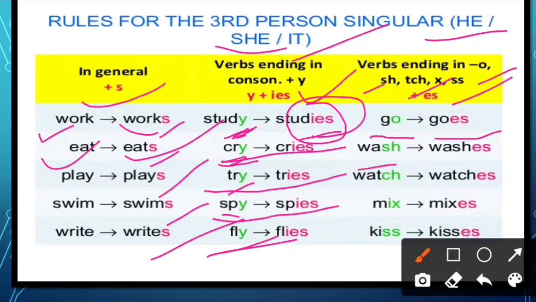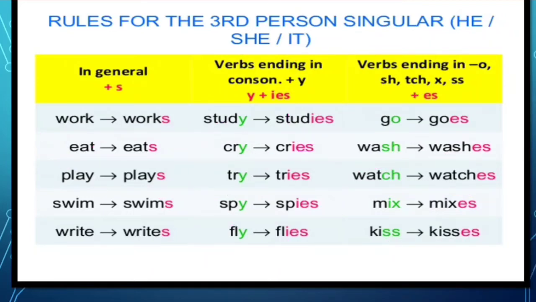Wash, sh is there, washes. Watch, watches. Teach, teaches. Fix, fixes. Mix, mixes. Kiss, kisses. So here you can see the difference only for he, she, it, or in other words we can say for third person singular.